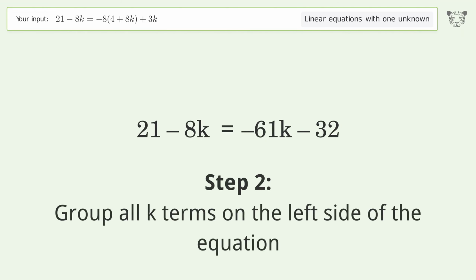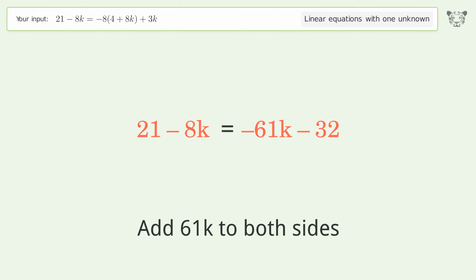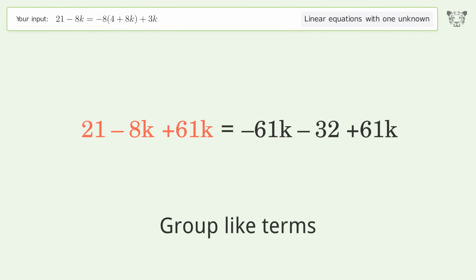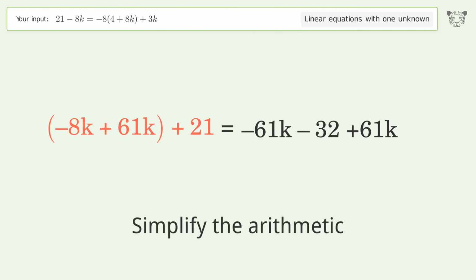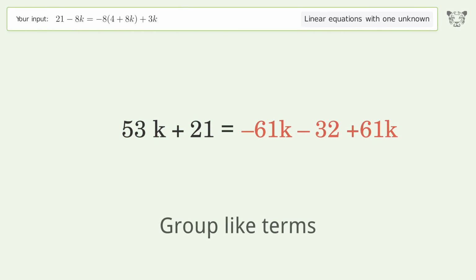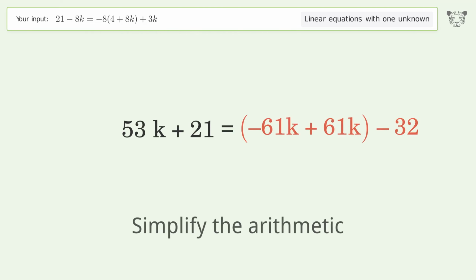Group all k terms on the left side of the equation. Add 61k to both sides. Group like terms. Simplify the arithmetic. Group like terms. Simplify the arithmetic.